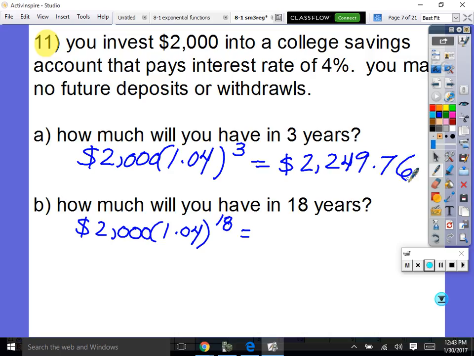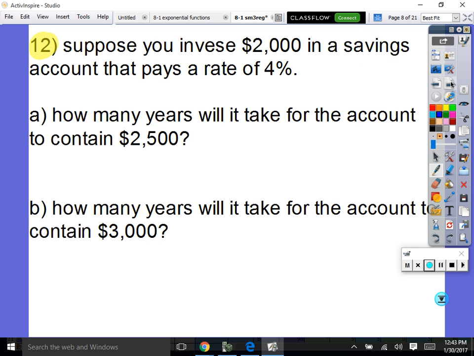$2,249.76. So on an ACT, if they said how much money did you gain, you would say $249.76, or about $250, right? Okay, if you calculate that in your calculator, you should get $4,051.65. Perfect. It's in 18 years. I mean, it's better than nothing. It's better than having it hidden under your mattress.